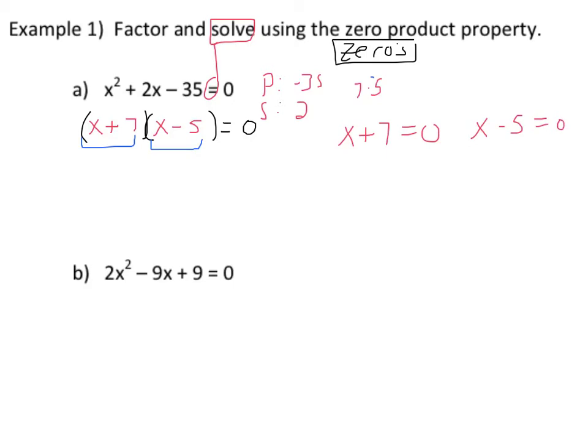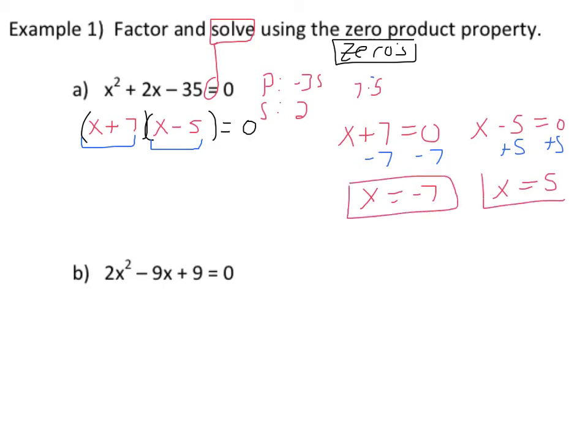And solve each one. And you get the number that would make each parenthesis become a 0. If you look closely, they're the opposite of what's in there. So for this example, the solutions, or in other words, the zeros, are negative 7 and 5. So if I plug those in there, I would get 0 times anything. I would get 0 as an answer, or even 0 times 0 and get 0 as an answer.